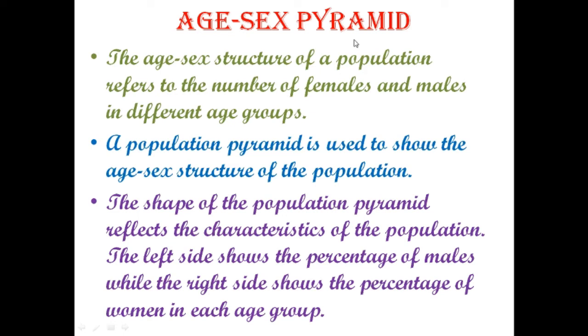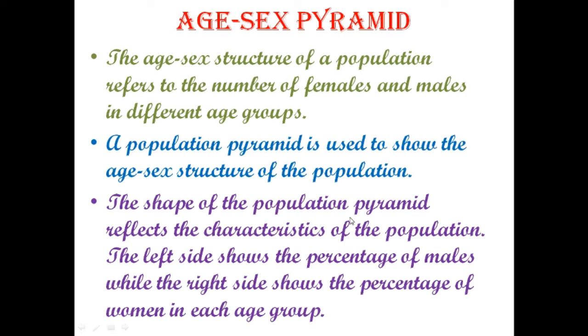Age-sex pyramid. The age-sex structure of population refers to the number of females and males in different age groups. These two are combined now. They have mentioned the number of females and males in different age groups. A population pyramid is used to show age structure of population. I'll show you the pyramids in this video.